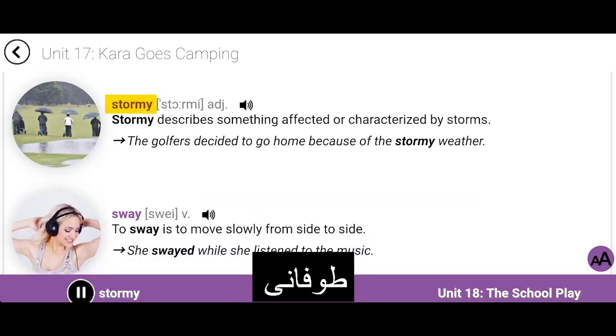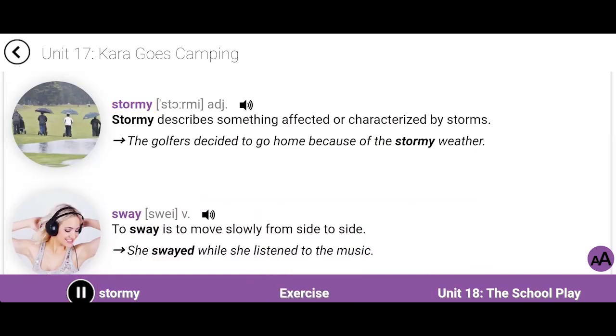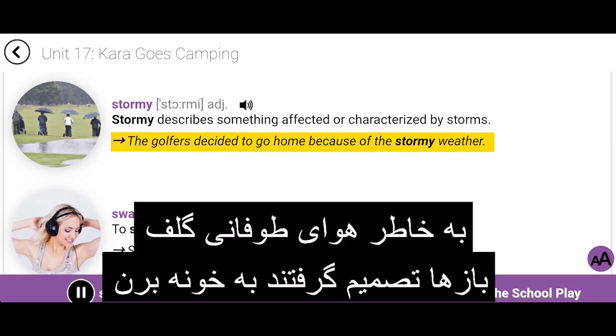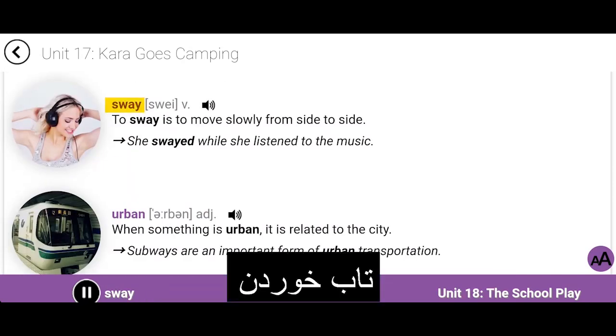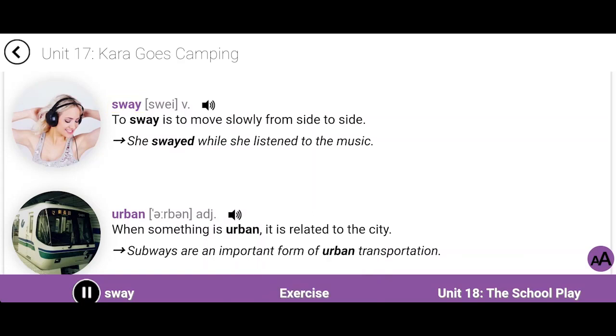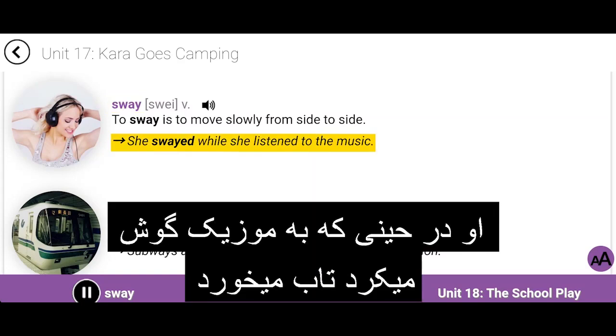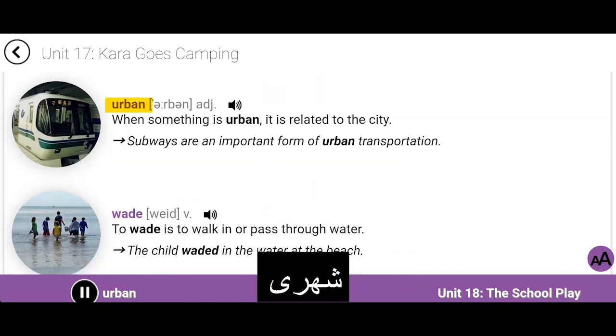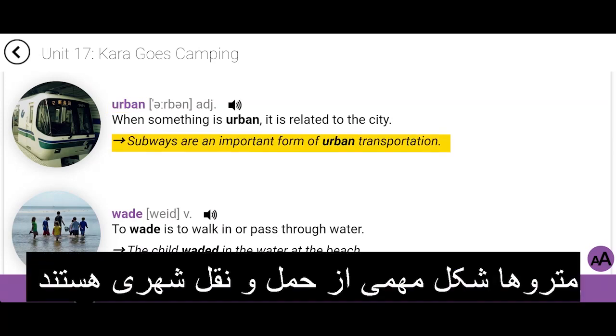Stormy. Stormy describes something affected or characterized by storms. The golfers decided to go home because of the stormy weather. Sway. To sway is to move slowly from side to side. She swayed while she listened to the music. Urban. When something is urban, it is related to the city. Subways are an important form of urban transportation.